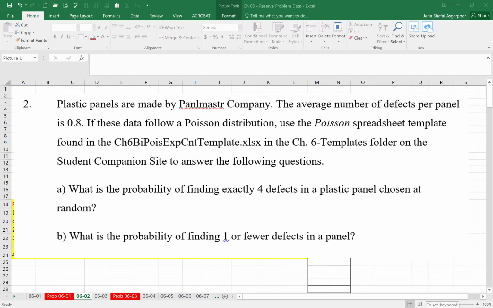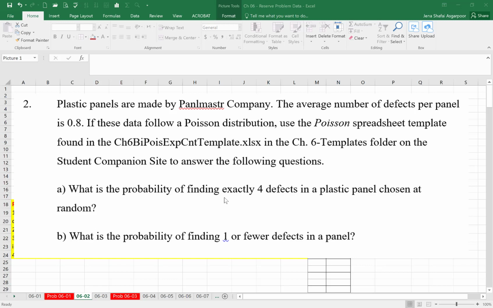This is a Poisson problem. Let's read it and then we'll review the Poisson distribution characteristics. It says plastic panels are made and the average number of defects per panel is 0.8. If the data is a Poisson distribution, we need to answer these two questions.